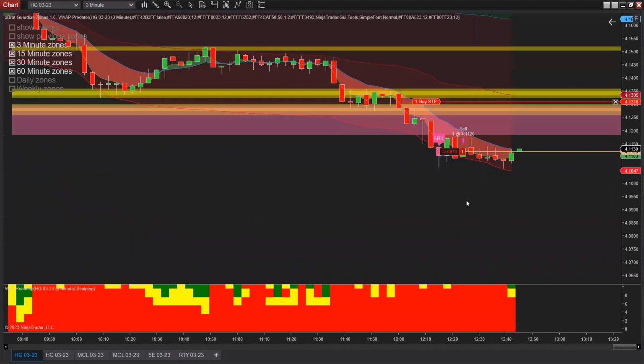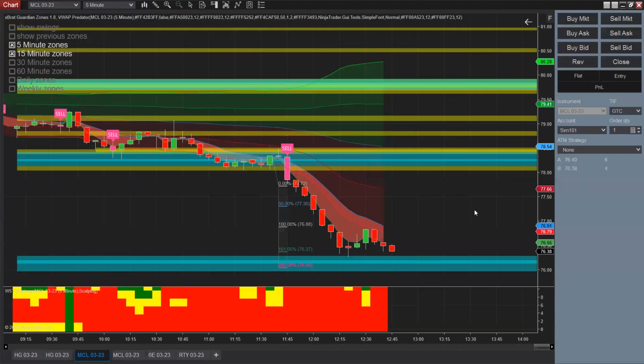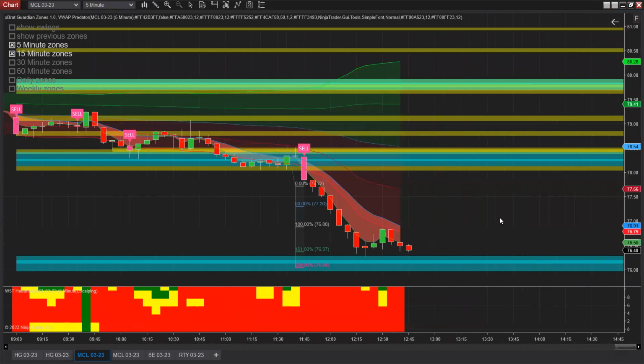How's that HG trade doing? It's going nowhere. Going nowhere fast. MCL, what did it do? Okay, it's coming down to test that support again right now. But again, that was a great trade.